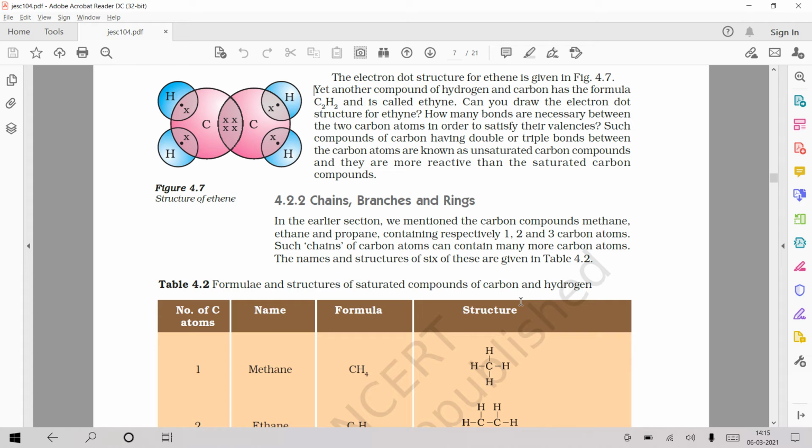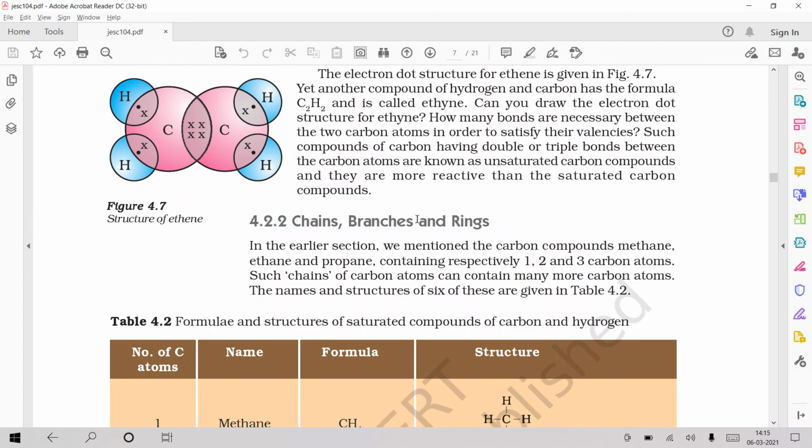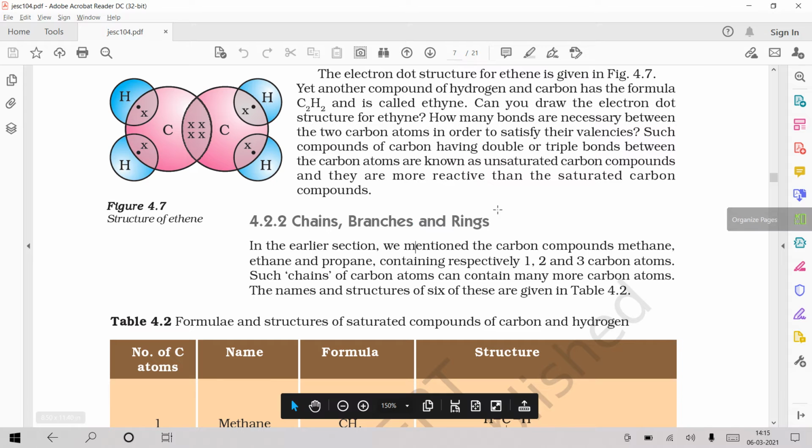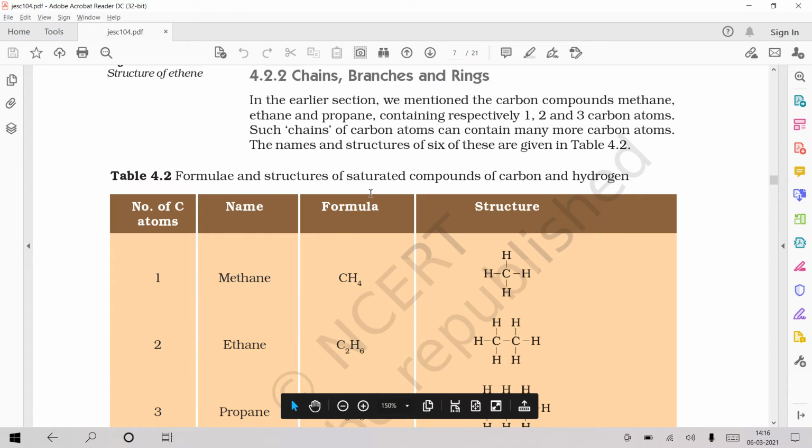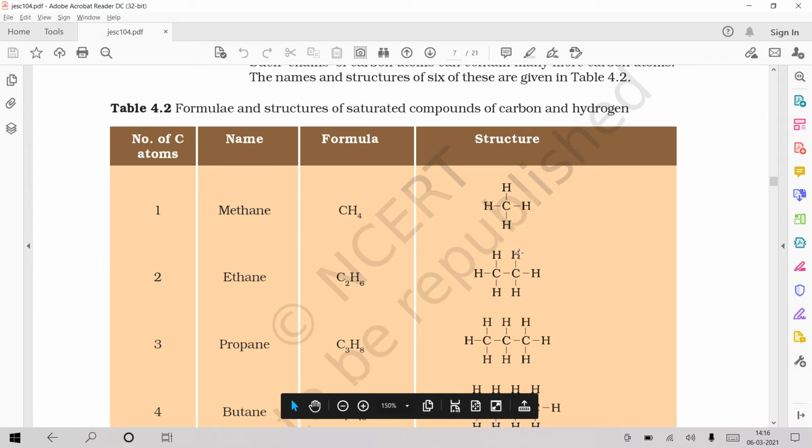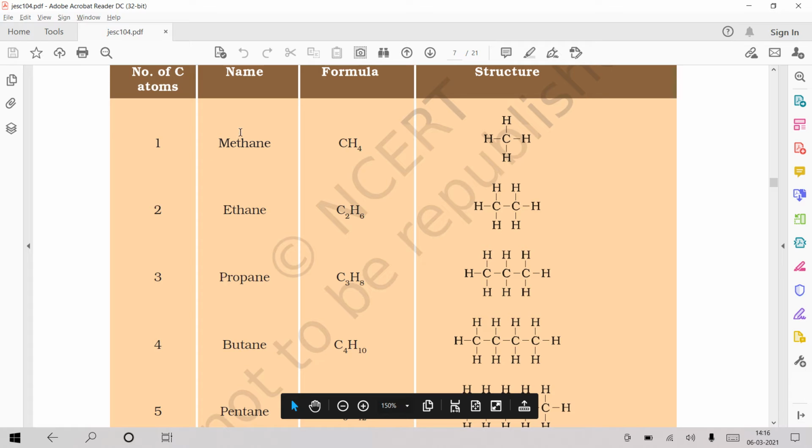So now we will go to the next one. As we already told initially, carbon forms chains, branches, and rings. So if you can see here, formula and structure of the carbon and hydrogen compounds. These are called hydrocarbons. The first one is methane. Formula is CH4, and all hydrogens are attached with the carbon with a single bond. Okay, single bond. So four hydrogens and one carbon.